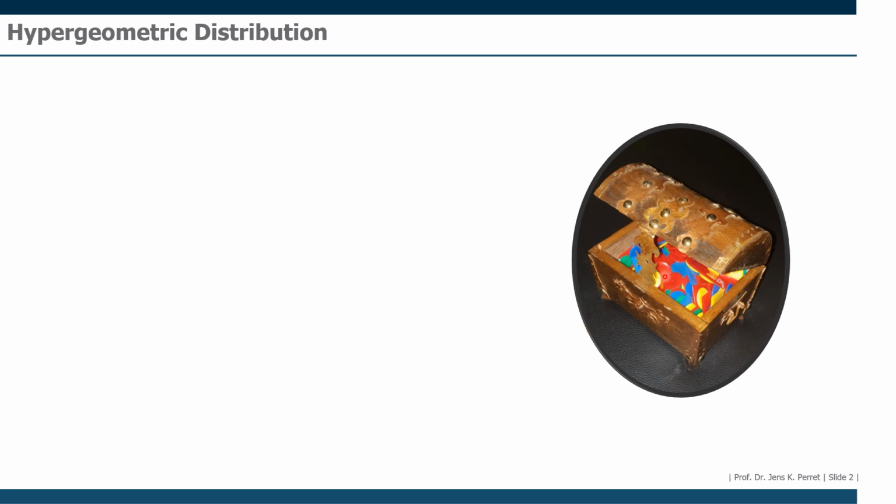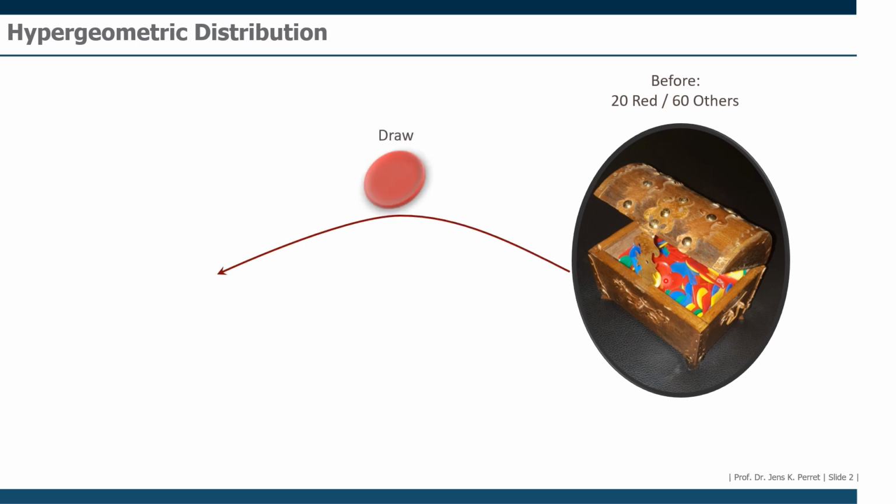Imagine we have a box with different colored chips. In this case, maybe 20 red chips and 60 of any other color. Now we're going to draw one of those chips. The chip is then checked for its color. Could be red or could be any other color.